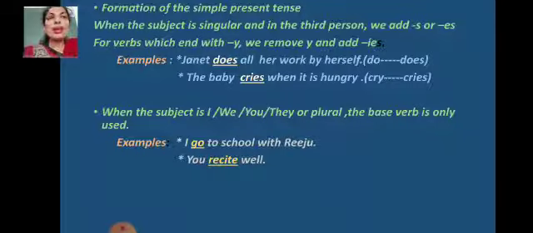We add s or es, and for verbs which end with y, we remove y and add ies. S is given in the black color. You can see ies. How is it? Examples. Jannat does her all work by herself. So do is converted into does. Do is the base form, but Jannat is a singular subject, so we added es to the base verb. Do is converted into does.